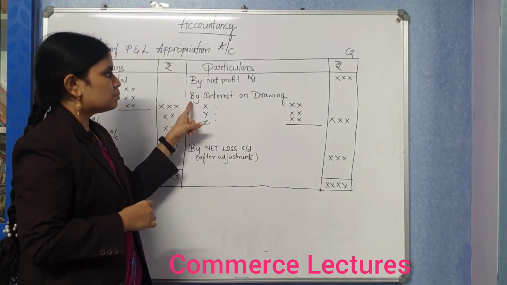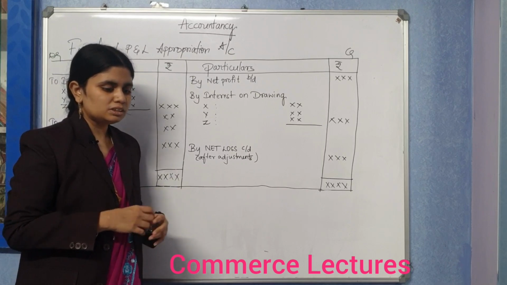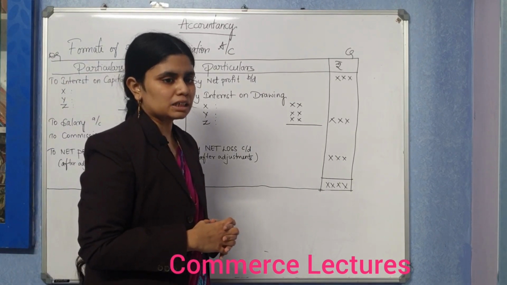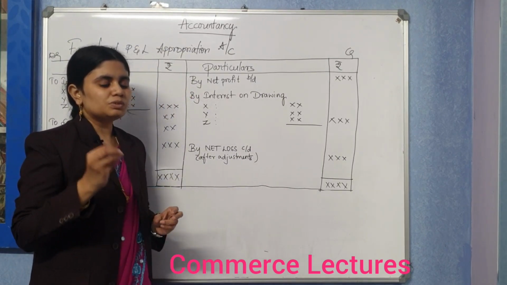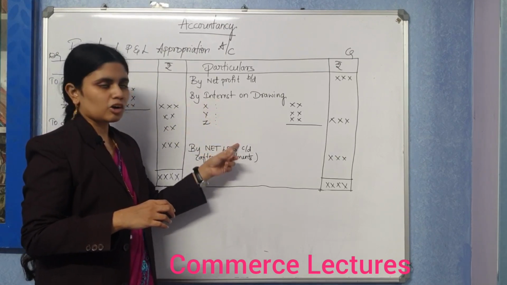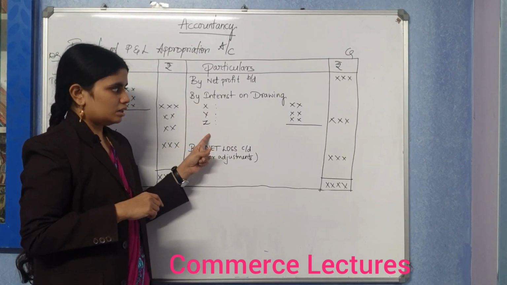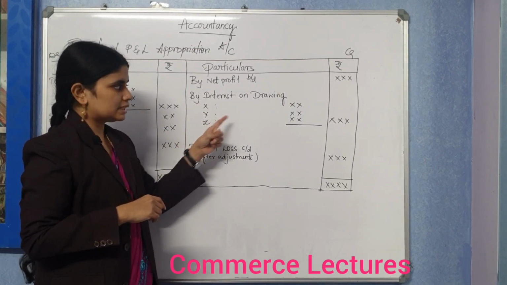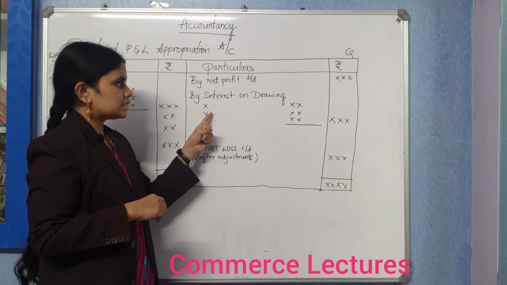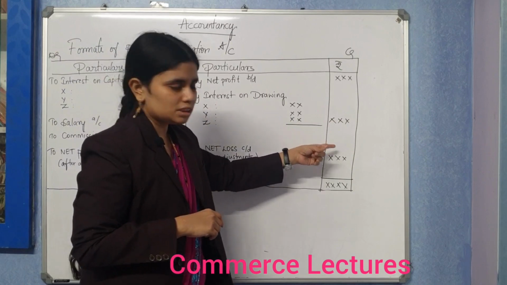Next, by interest on drawing. Drawing means the amount withdrawn by the partner, as we know. On that we will get interest, and that interest needs to be recorded on the credit side. Whoever has taken the amount from the business, that is drawing, has to pay interest on it, and that amount needs to be recorded here.